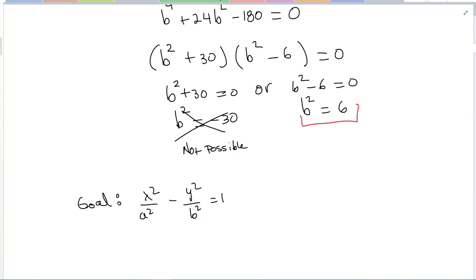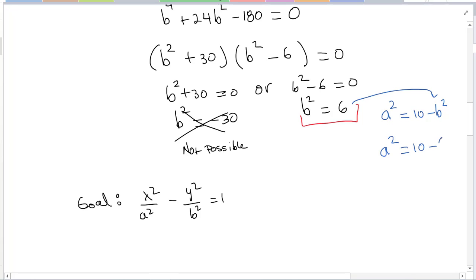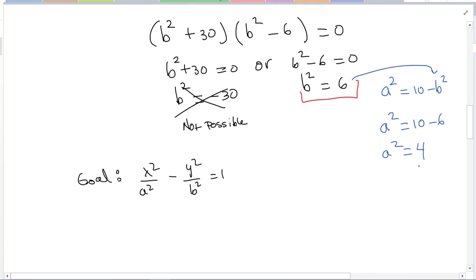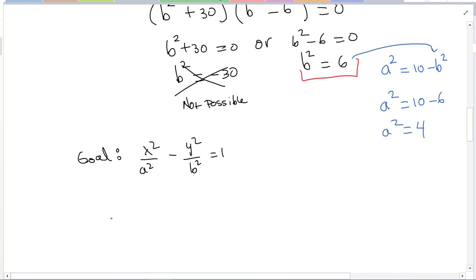How do I get a? Well, remember, we had solved for a squared up above. A squared was 10 minus b squared. So since b squared is 6, that means that a squared is 10 minus 6. So a squared is 4. And so now we can finish our equation. So the equation of this particular hyperbola is x squared over 4, because a squared is 4, minus y squared over b squared. B squared is 6, equal to 1.